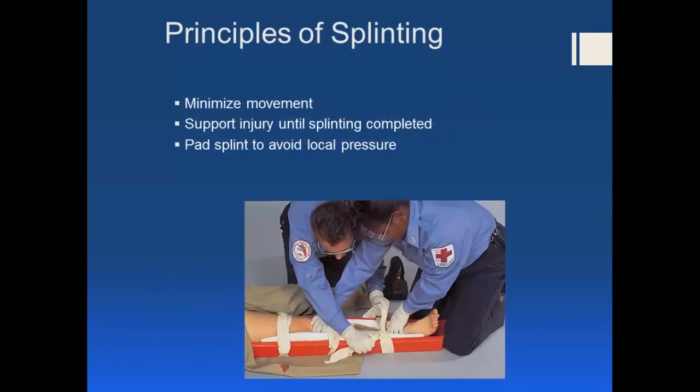For principles of splinting, you're going to minimize movement, support the injury until splinting is completed, and pad the splint to avoid local pressure. So we want to keep the splint padded. You can see these are actually called board splints because they're just padded boards. They've got a layer of padding around this to help distribute the pressure all over, and they've got this tied in a few separate places.